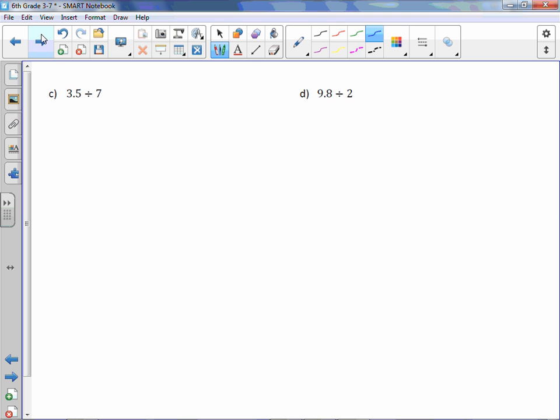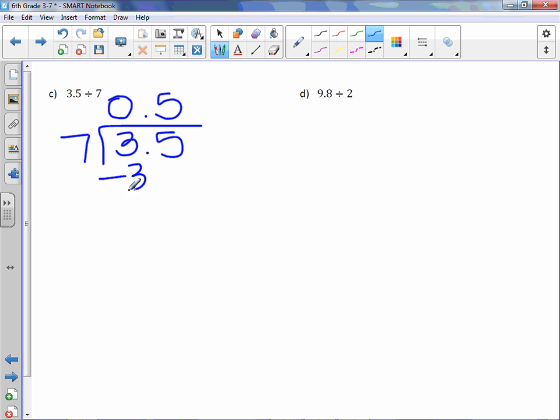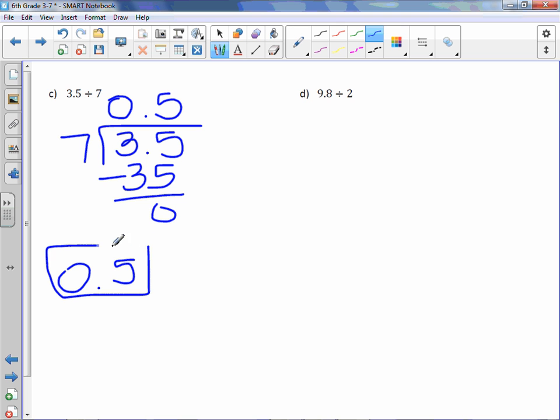Letter C. 3.5 divided by 7. 3.5 goes in the box. And again, bring that decimal point up. 7 cannot go into 3, so we put a 0. But 7 can go into 35 exactly 5 times. Subtract and get 0. Our quotient is 0.5.